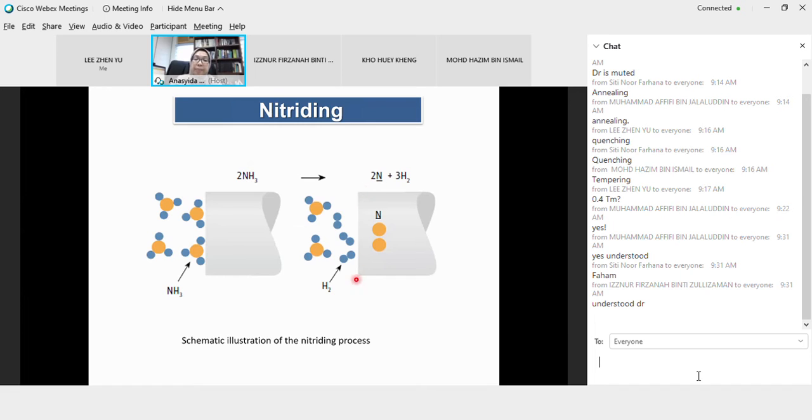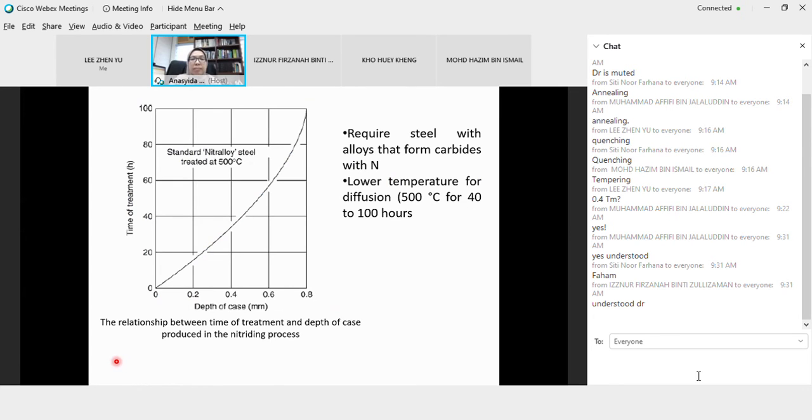So ini adalah proses dia. So this is ammonia. So nitrogen will be diffused inside here, leaving gases of hydrogen. So you get 2N plus 2H2. Okay, this is actually same juga. Dia kata require steel with alloy that forms carbide with nitrogen. So you can tengok tadi depth of case dia dalam 0.8. Dia guna temperature yang very low. You can see that the hours is very long, 40 to 100 hours.